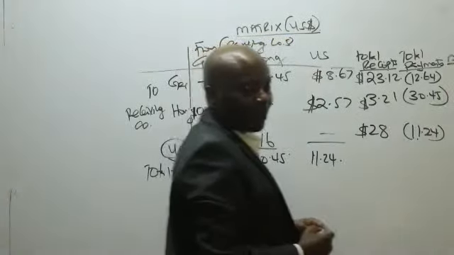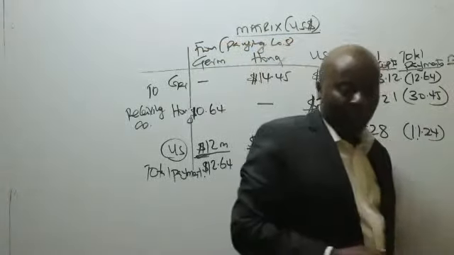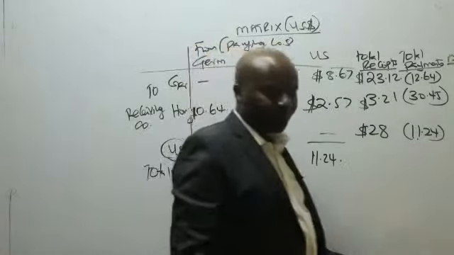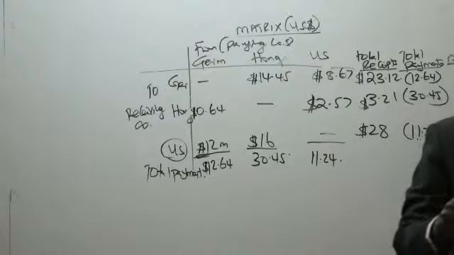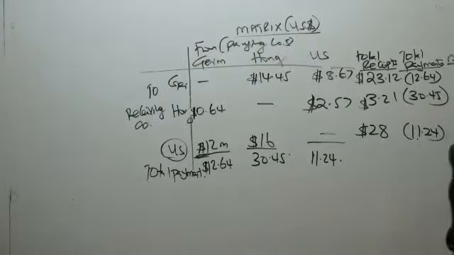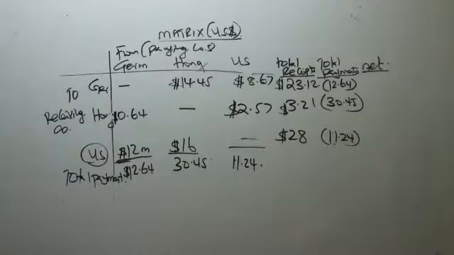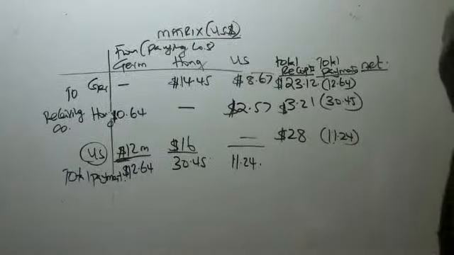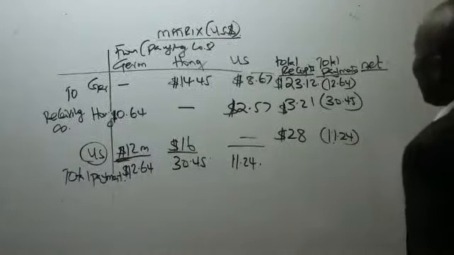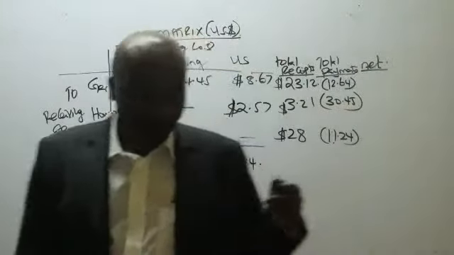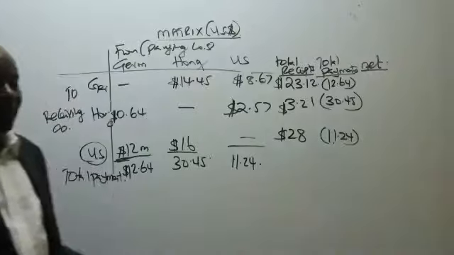Net. Column ya mwisho unaandika net. So column ya mwisho ukiandika net, what do we have there somebody? Net. Tunachukua total receipt minus the payment.